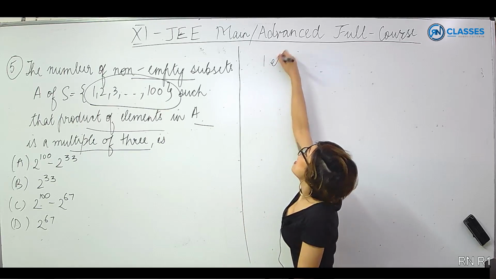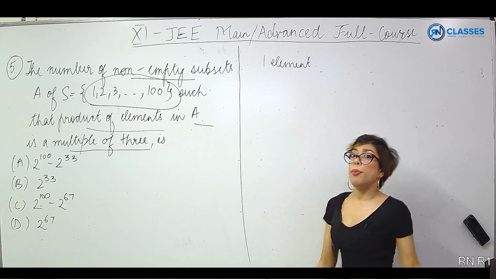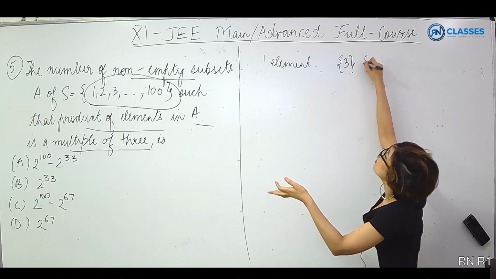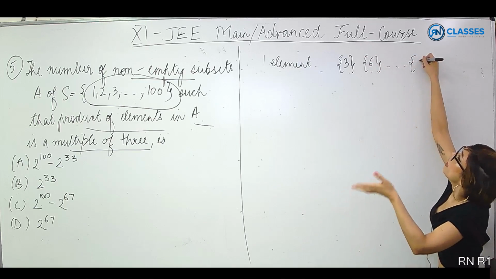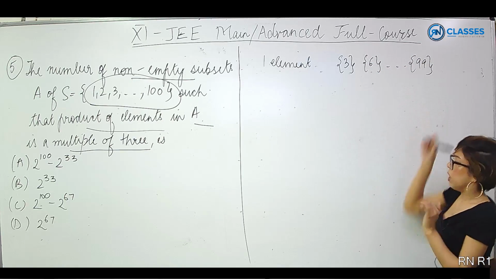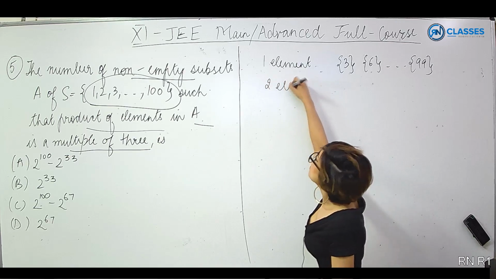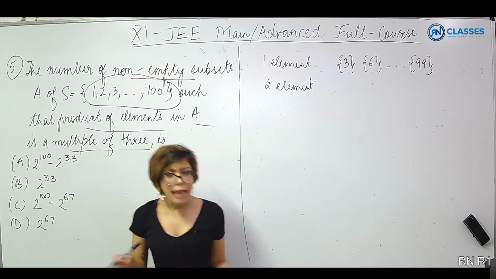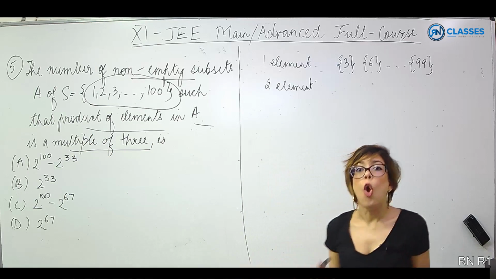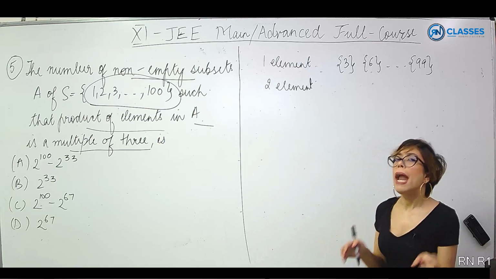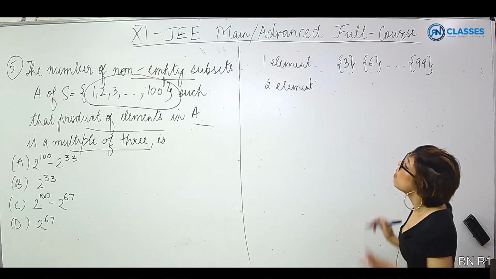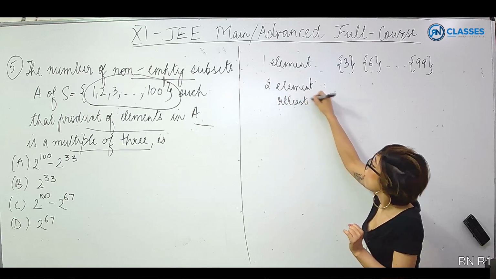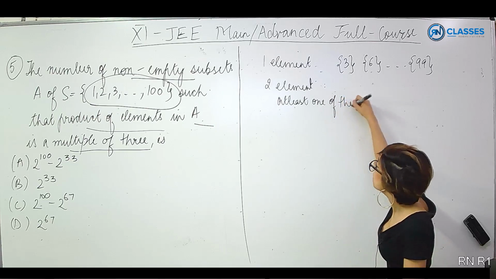Suppose I have a one-element subset. Now, the product of elements should be a multiple of 3. So that means maybe I can have a subset containing 3, then a subset containing 6, and so on, up to a subset containing 99. Then, if I am having 2-element subsets, I have to make sure that the product is a multiple of 3. That means a factor of 3 should be there. Of all those numbers, at least one of them should be a multiple of 3.